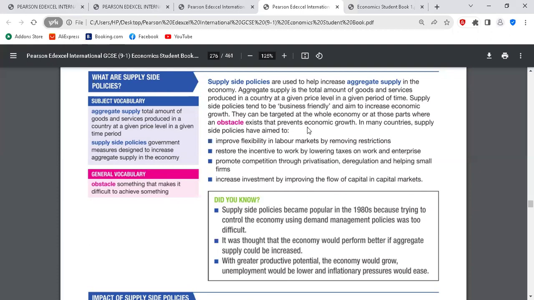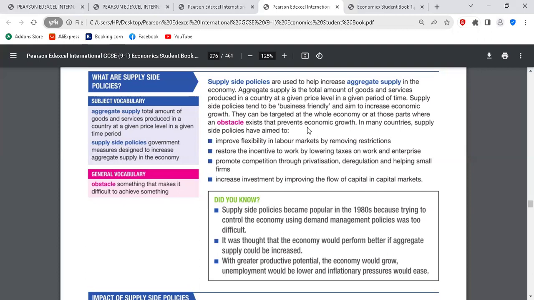One, improve flexibility in labor markets by removing restrictions. So the first thing supply side policy wants to do is to increase the flexibility in the labor market. When we talk about the labor market, we're talking about where demand for and the supply of labor is being exchanged. That means workers. So they want to increase the flexibility between employers and employees. That means employment flexibility.